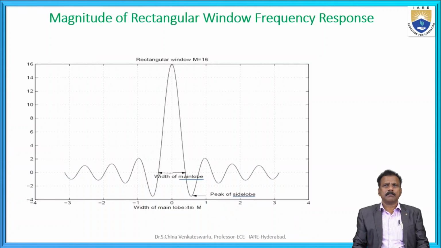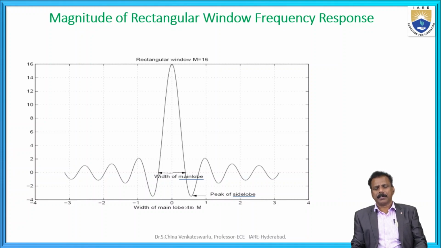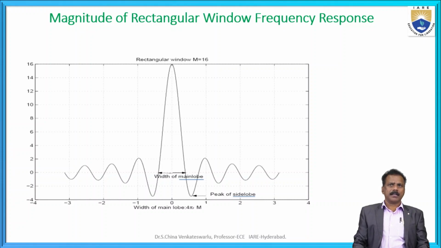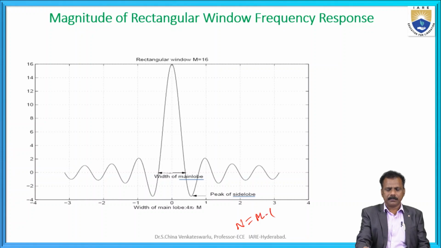With this, the magnitude of the rectangular window frequency response can be observed here graphically, where we verify the width of the main lobe and the peak of the side lobes. As the main lobe varies, the side lobes increase. Rectangular window where M is equal to 16, that means N is equal to M minus 1, here M is equal to 16 minus 1, where N is equal to 15.